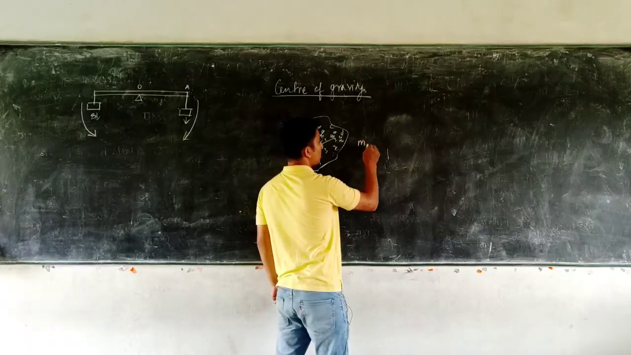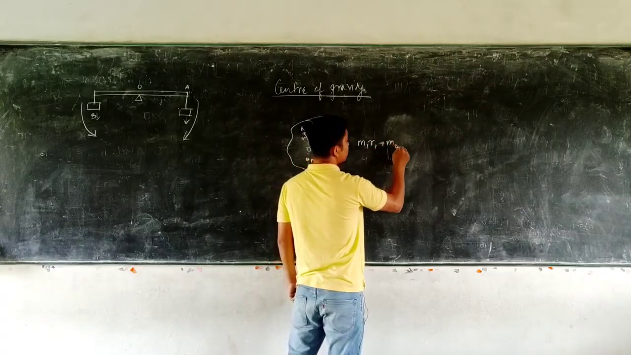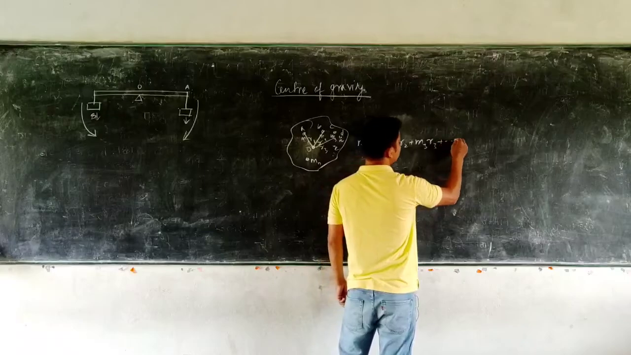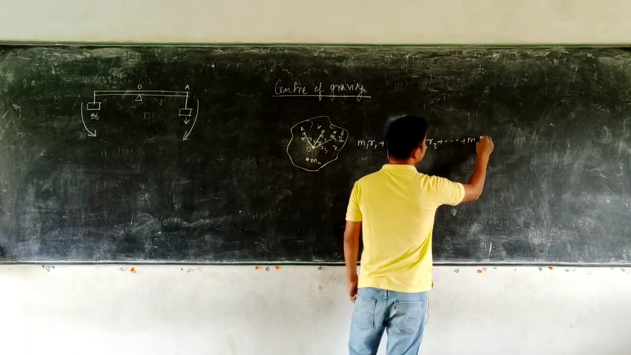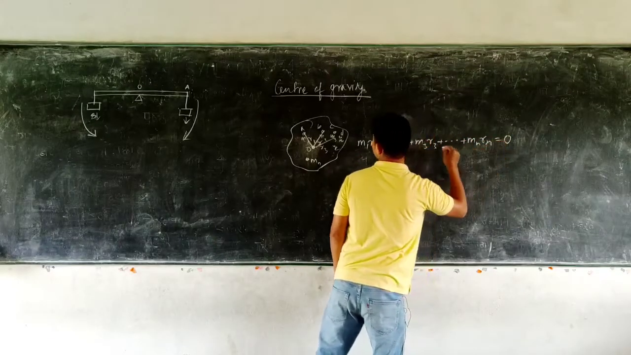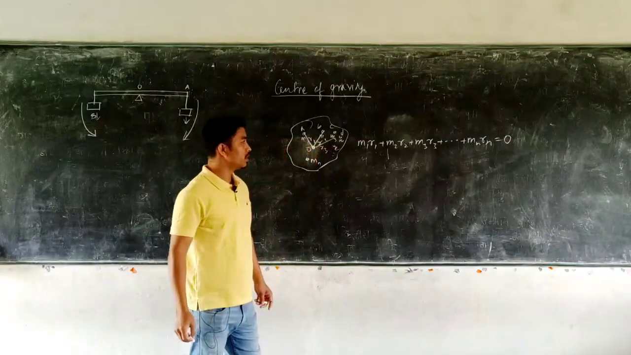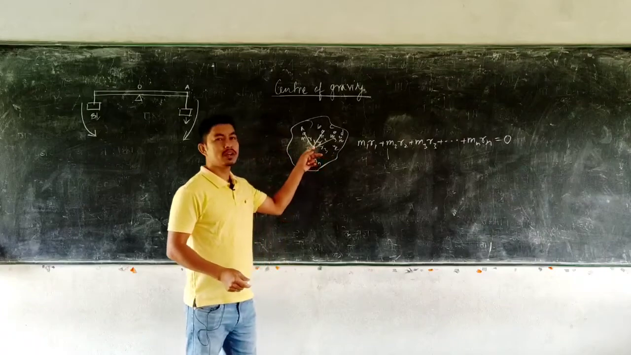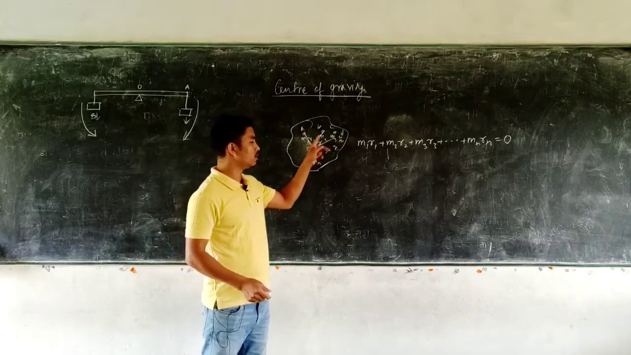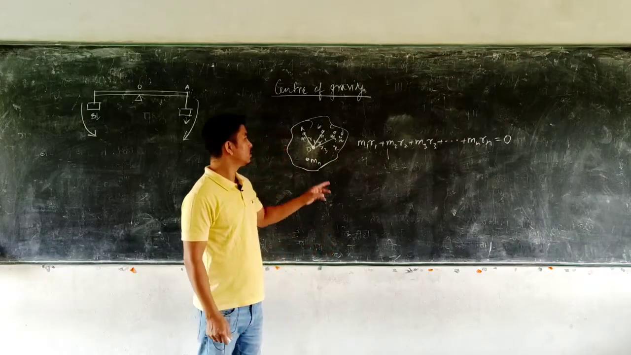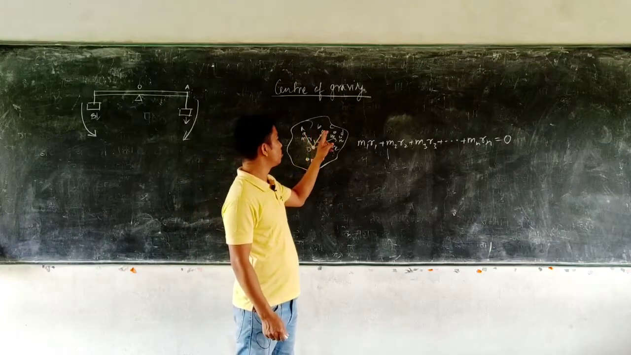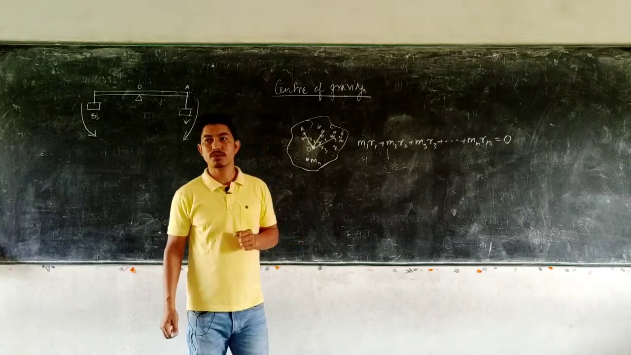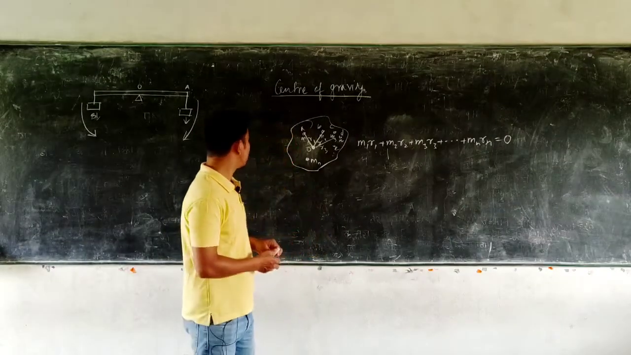That is, if I multiply M1 into R1 plus M2 into R2 plus M3 into R3 plus and so on up to Mn into Rn is equal to 0, then this point O is said to be the center of gravity. So simply you will define it as an imaginary point that may lie within the body or sometimes outside the body also, such that the sum of principle of moments of all the masses or the weights of which the body is made up of is algebraically 0. So that is what is meant by the center of gravity.